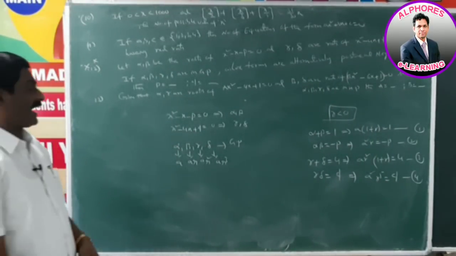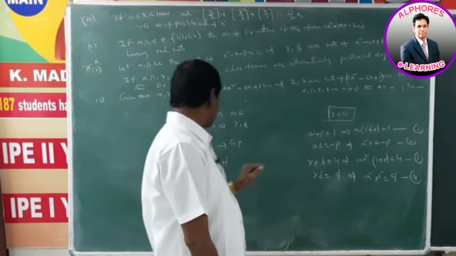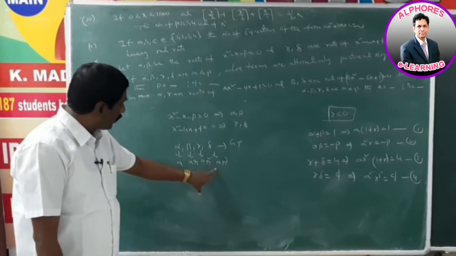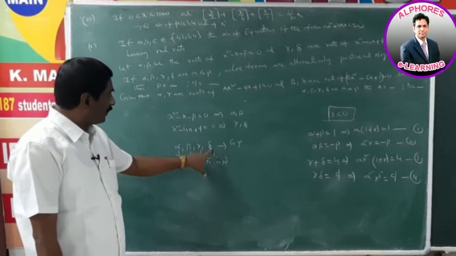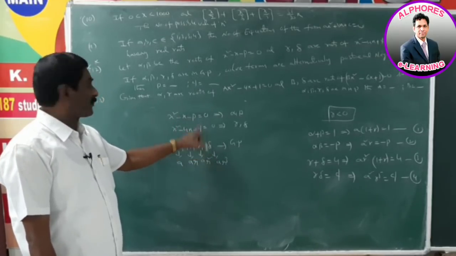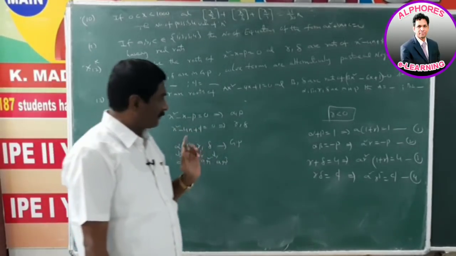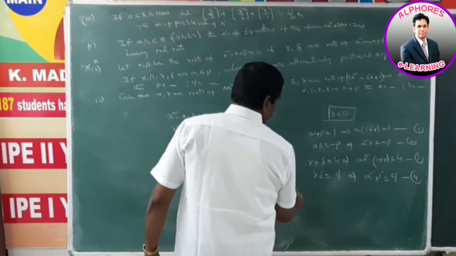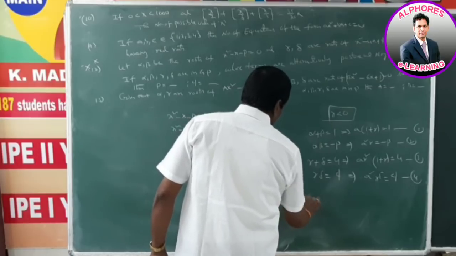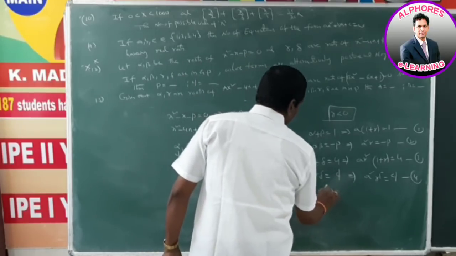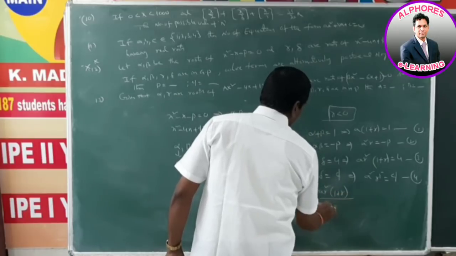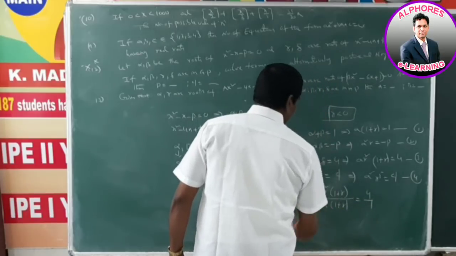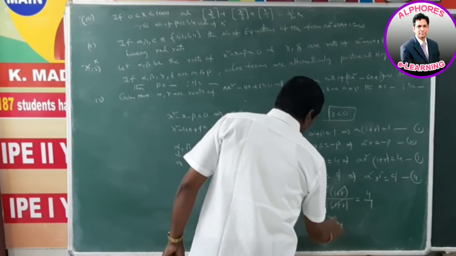Now, we find the values of A and R. If we know the values of A and R, then alpha, beta, gamma, delta are known values, and at the same time P, Q, R also we can find. Next, dividing equation 3 by equation 1: AR square into 1 plus R by A into 1 plus R is equal to 4 by 1. A cancels, 1 plus R cancels. So R square is equal to 4.